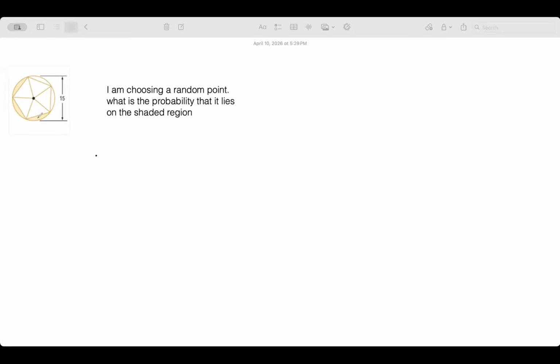How did you get started with this? What did you do to find this out? This is a pentagon, right? What is the central angle of a pentagon? This is 15 by 2, which is 7.5.